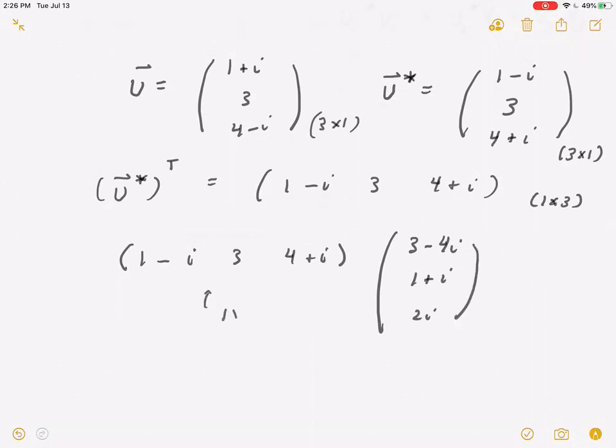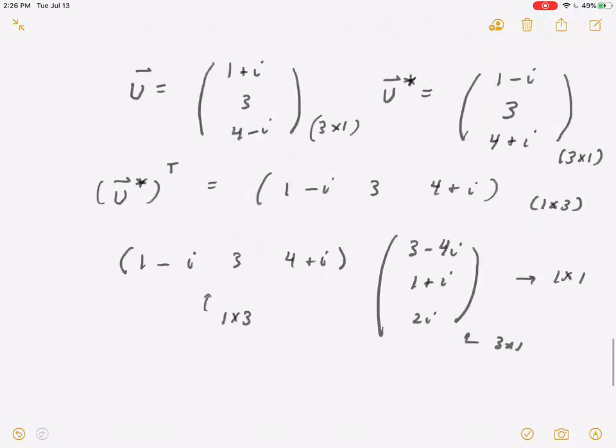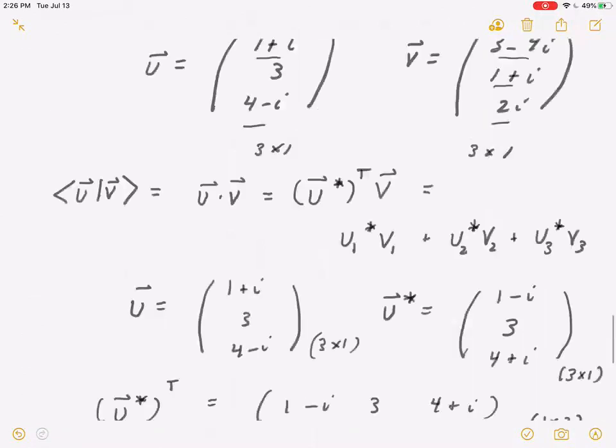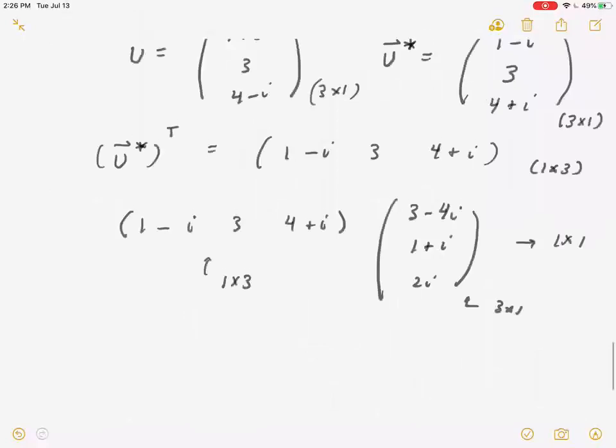And note, this is compatible for matrix multiplication. The first one is a 1x3 matrix. The second one is a 3x1 matrix. So you should get a result which is just a 1x1 matrix, which is just going to be a scalar. And again, it has to be real. Sorry, it doesn't have to be real. I'm just taking the inner product. I'm not talking about the norm. So it can be whatever it is. Let's find out what it is.